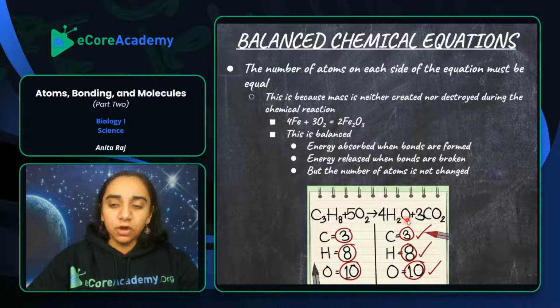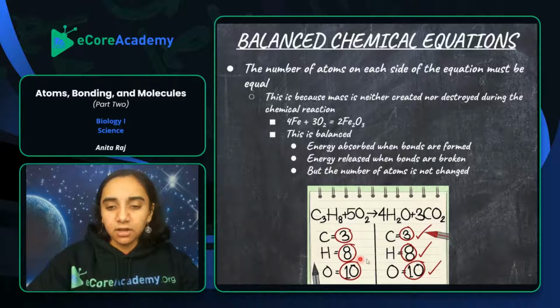And lastly, we have O. So 4 times oxygen here. There's no subscript, so we can assume it's 1. So 4 times 1 is 4. But then over here with carbon dioxide, each molecule of carbon dioxide has 2 oxygen atoms. We have 3 molecules of carbon dioxide, so 3 times 2 is 6. 4 plus 6 is 10.